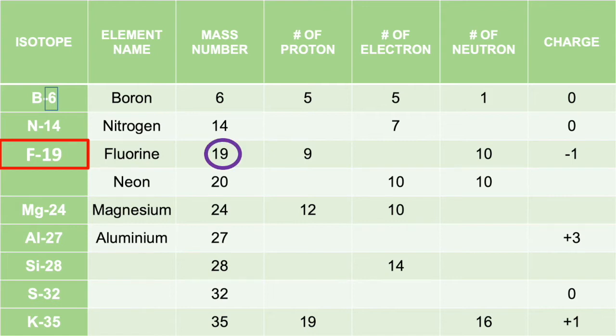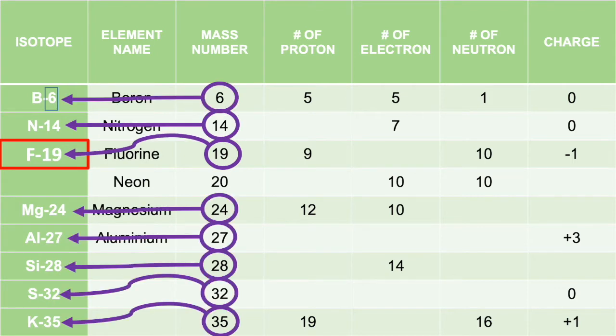Take note that on our table, we also have a column for the mass number. So, if the mass number is identified on the column, you're just going to simply copy the mass number to the isotope. So, you are just going to simply copy the symbol for fluorine, which is F, then write the dash, and then the mass number. Same is true with the other elements.